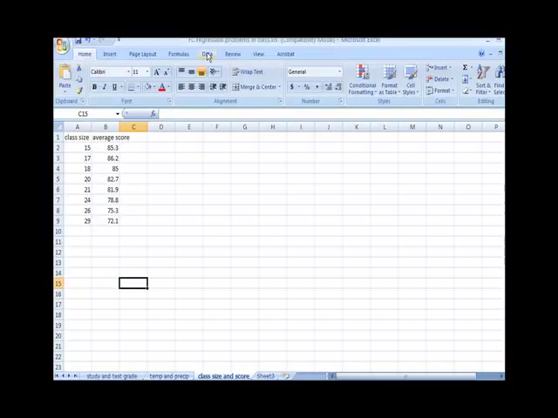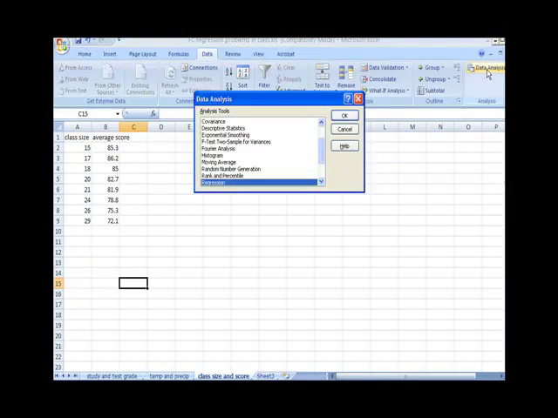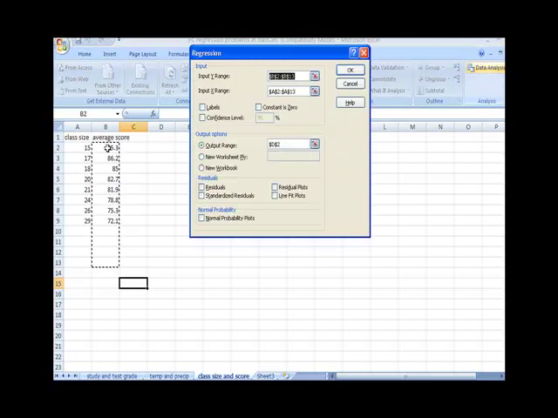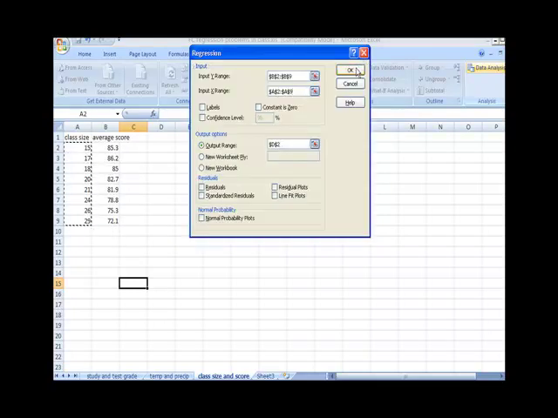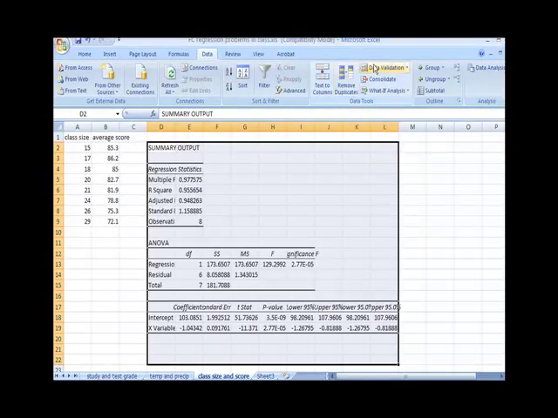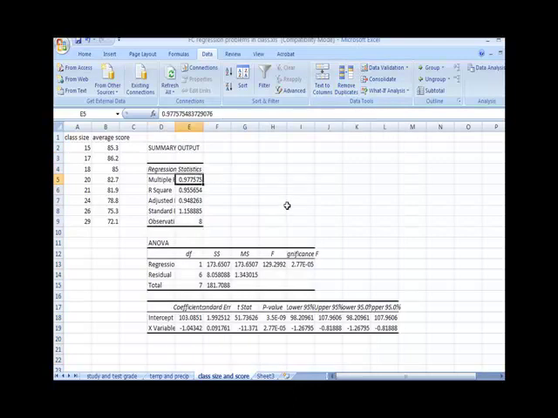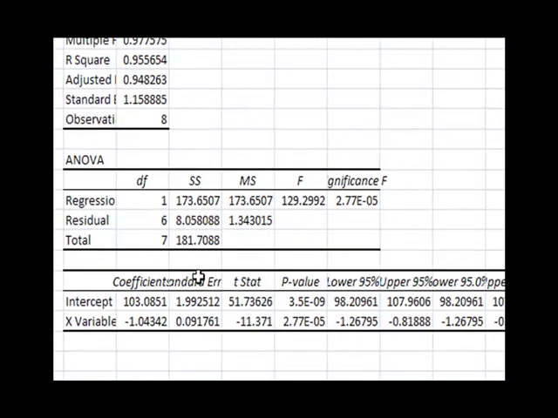Let's go get Excel. Data, data analysis, regression, your y values, and then your x values, output range, and OK it. 0.977, that's a strong positive relationship between class size and score. R square of 0.955, so about 96% of score is explained by class size, but is it significant?